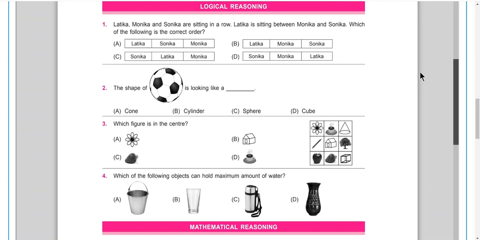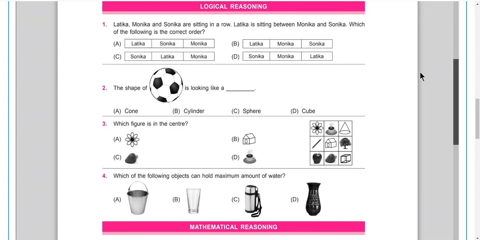Latika, Monica and Sonika are sitting in a row. Latika is sitting between Monica and Sonika. Which of the following is the correct order? So Dhavya, can you tell me what will be the correct answer? A, B, C and D. C is the answer because Latika is in the middle.